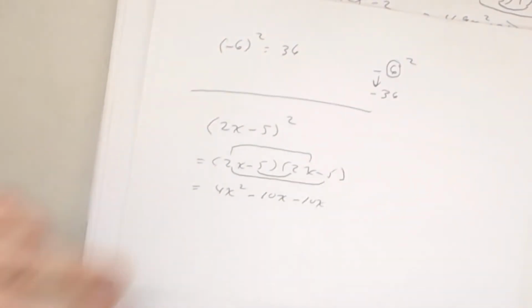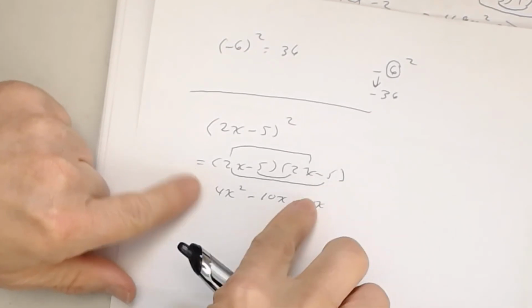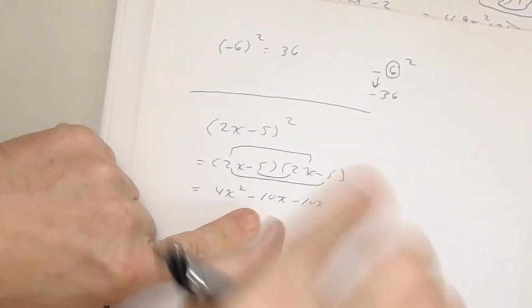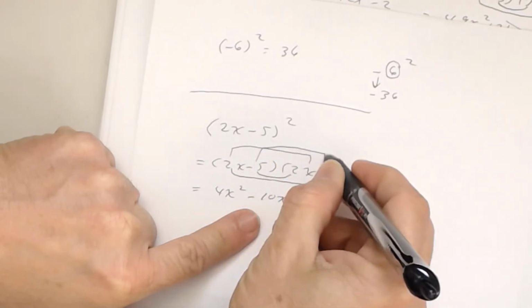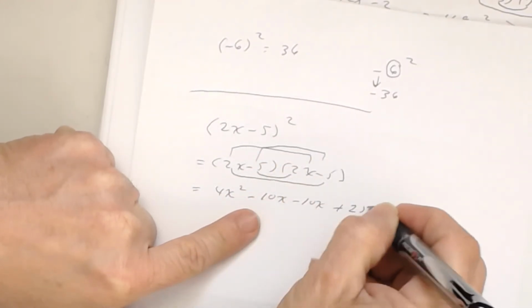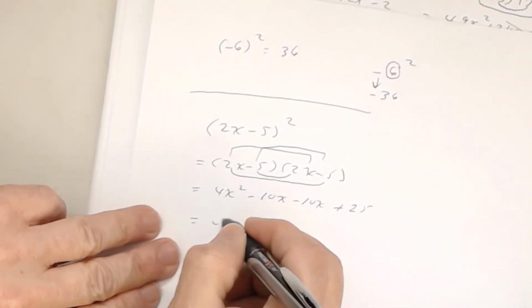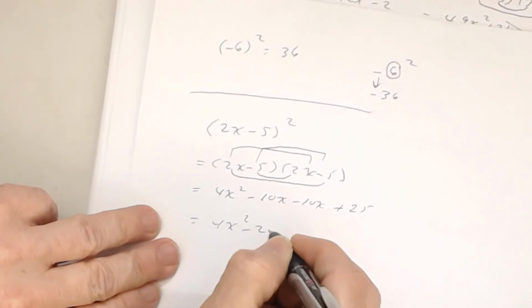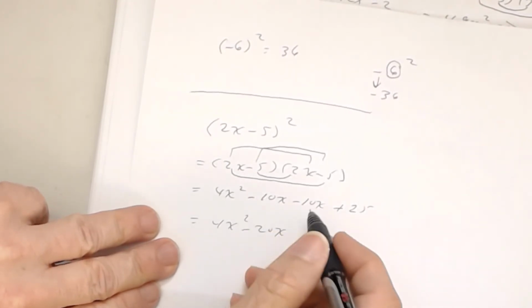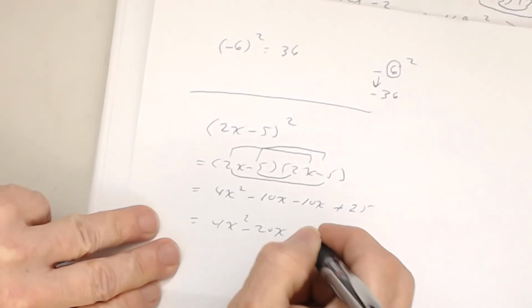Negative 10x. Now, what you need to see at this point, and we don't have time to really talk about this, is that when you square a binomial, the outer and the inner are going to be the same term, because the binomials are the same. You see they're the same? All right. And then what's the last? What's the negative 5 times a negative 5? Positive 25. And now combine like terms. 4x squared minus 20x. Good. Because a negative 10x and a negative 10x is a negative 20x. Plus 25.